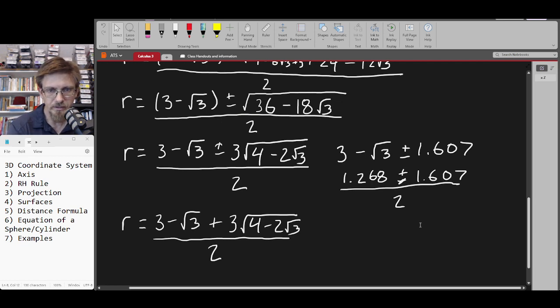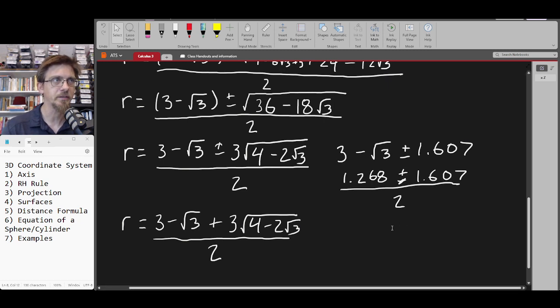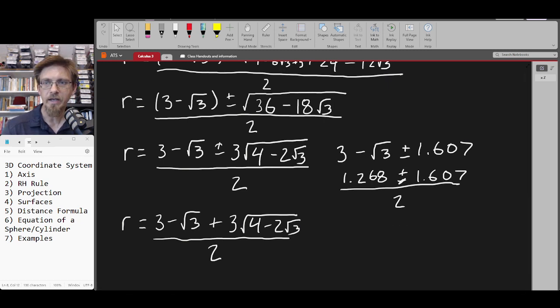The reason I did this is because I want you to think about the different pieces that you have and the relationship between the things that you know and the equations that you have, because that's going to be very valuable as we move forward.